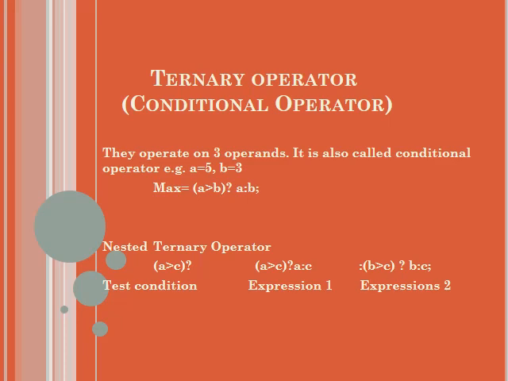For example, in the test condition, if the value of b is more than a, then the second part of this expression will be solved or executed, that is b is greater than c. If the value of b is greater than c, then the value of b will be printed, otherwise the value of c will be printed.